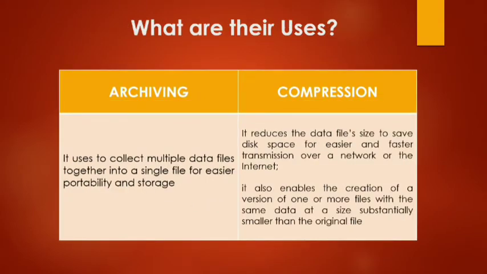What are their uses? Archiving is used to collect multiple data files together into a single file for easier portability and storage. While compression reduces the data file size to save disk space for easier and faster transmission over a network or the internet. It also enables the creation of a version of one or more files with the same data at a size substantially smaller than the original file.